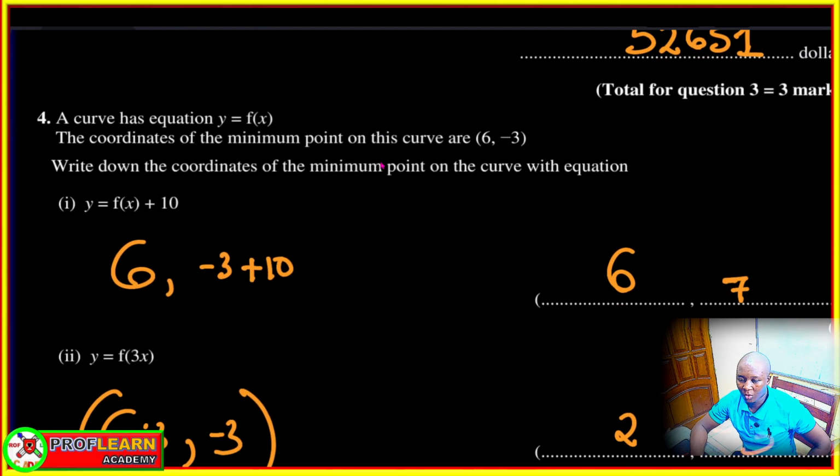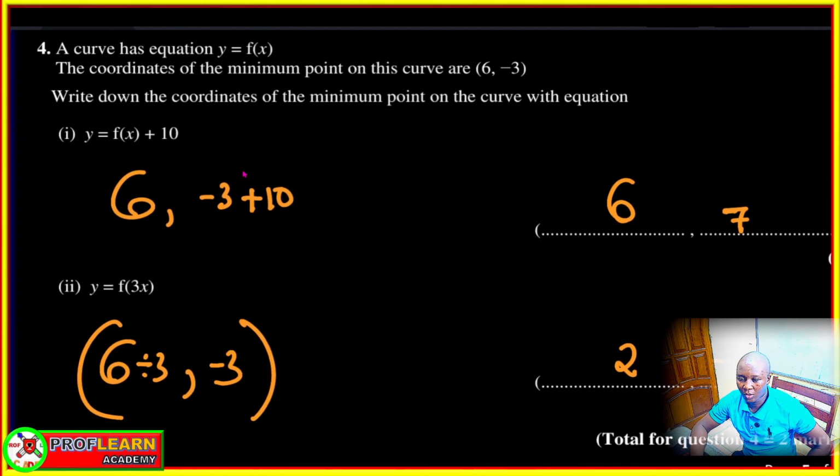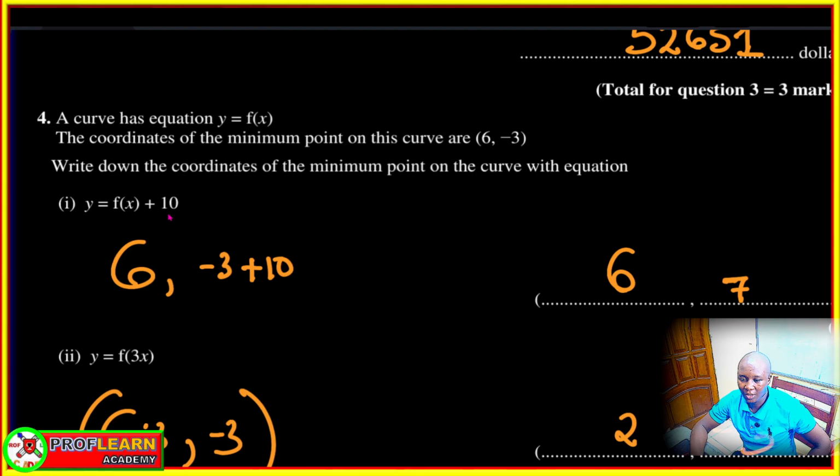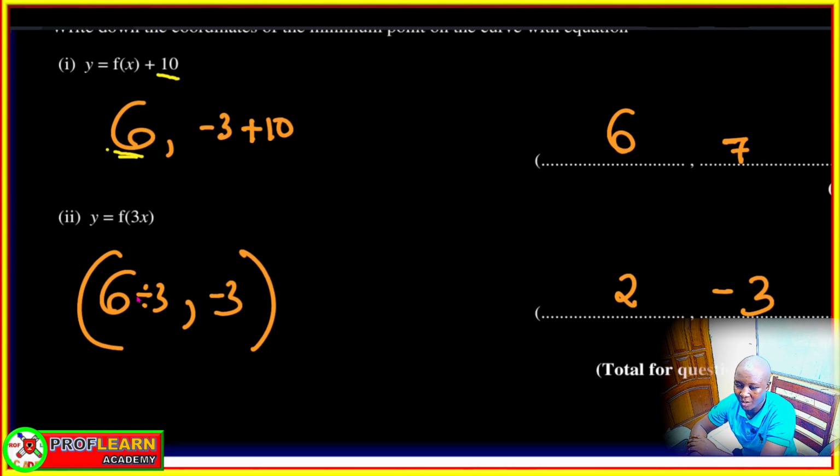You can also be asked questions to do with functions. When a change is taken inside a bracket, we know it affects x values and it does the opposite of what the function is telling you. But if the change is taking place outside the bracket, like 10 here, only y values are going to be affected. Since we are adding 10, we take -3 plus 10, but the x coordinate is going to remain the way it is.